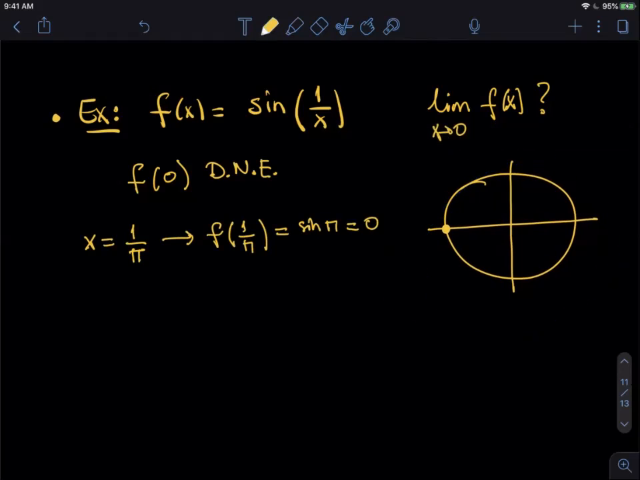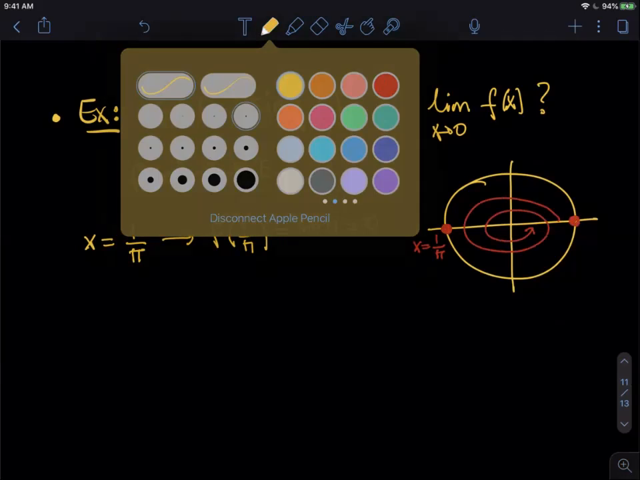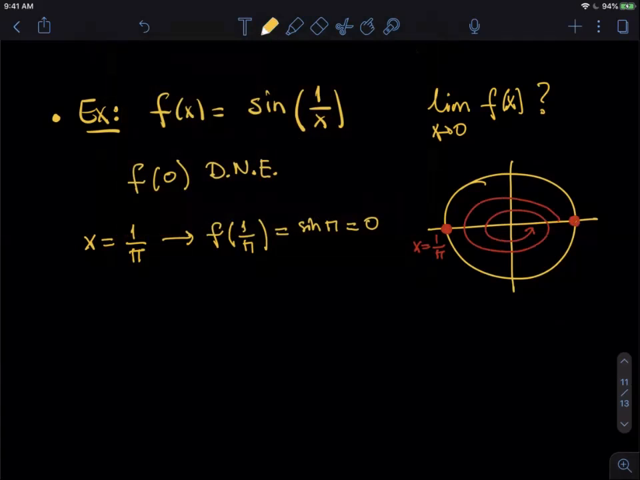Okay, we would be in this point over here. That would be pi. This would be my x equals 1 over pi. But then we could keep going. We have 0, we have pi, then we can have 2 pi, and so on. So it goes like this. So it would be 1 pi, 2 pi, 3 pi, 4 pi, and so on.